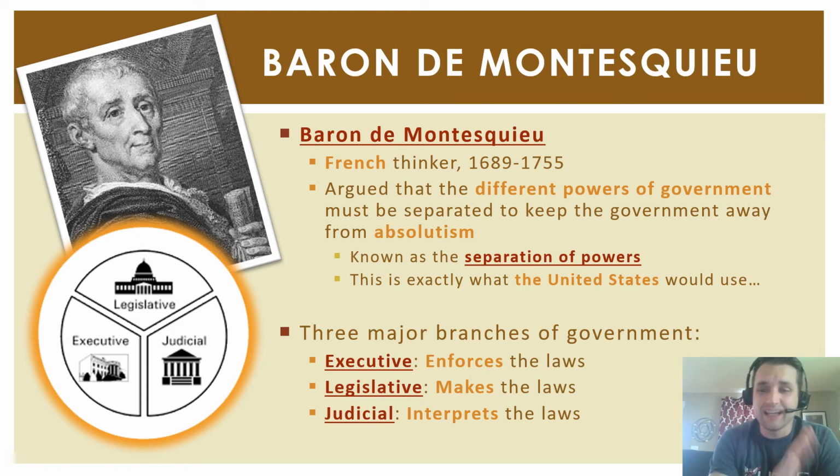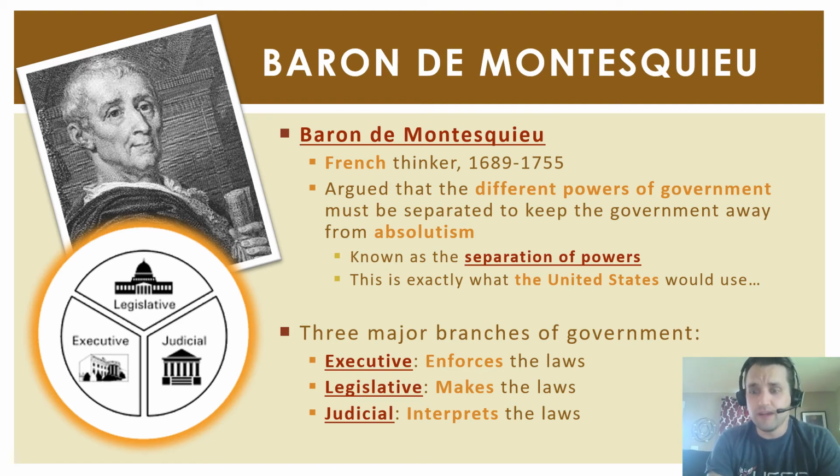And this is exactly what the United States will use in the creation of our own Constitution in the late 1700s. So he says, look, there's three basic jobs that government does. It enforces laws, it makes laws, and then it has to interpret or understand those laws. So what do you do? You split them up. You don't give them all to one person, because if the same person is enforcing, making, and interpreting laws, guess what? You've got a dictator, or at least an absolute monarch. And he says we have to avoid that.